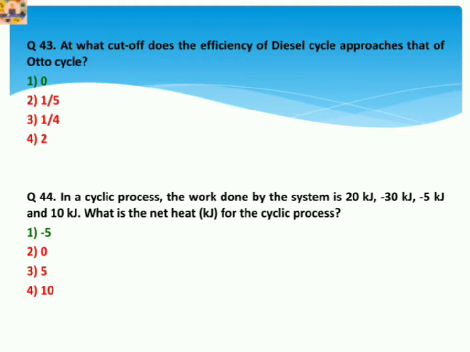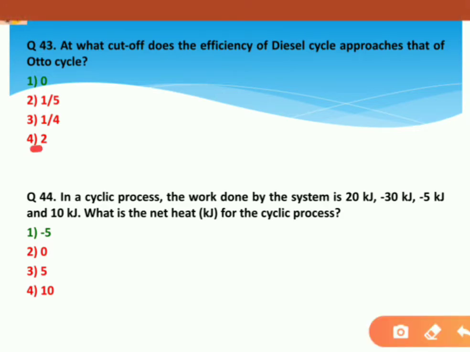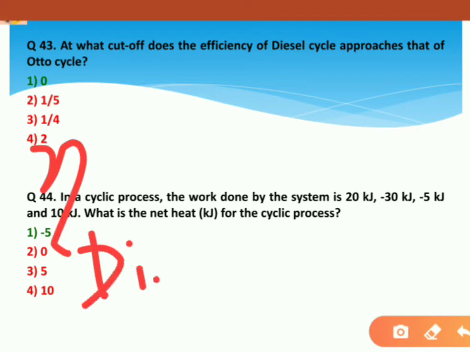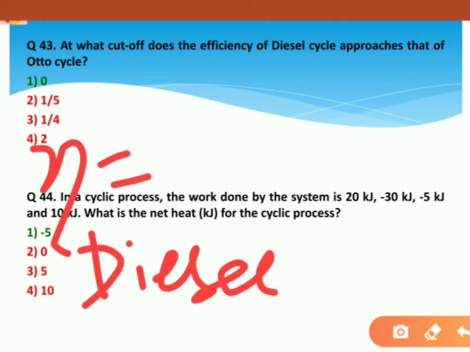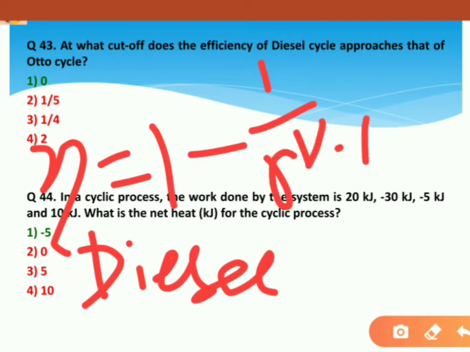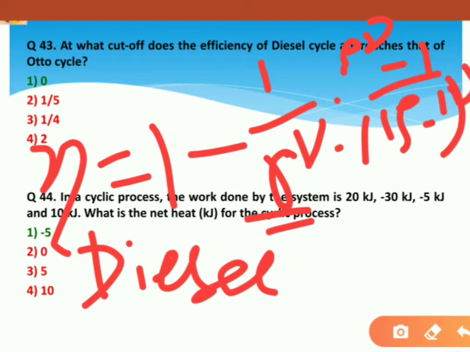At what cutoff does the efficiency of diesel cycle approach that of Otto cycle? So first see the efficiency of diesel cycle. Efficiency of diesel cycle is 1 minus 1 by r to the power gamma minus 1, where r is compression ratio, times rho to the power gamma minus 1 divided by rho minus 1 into gamma. That is the equation.